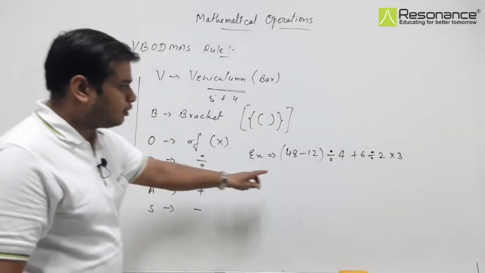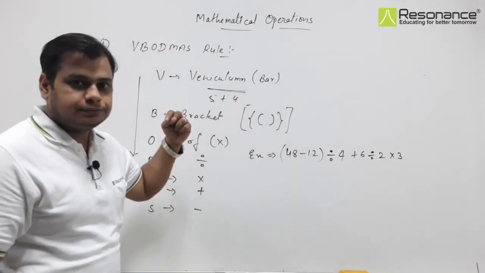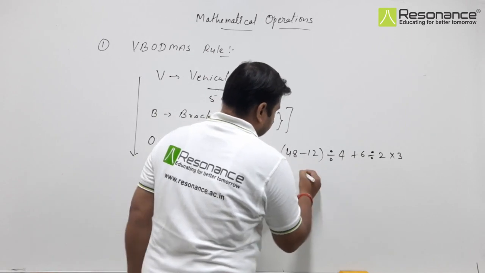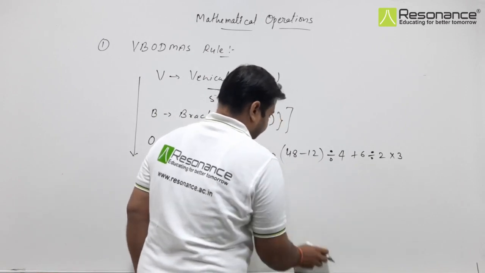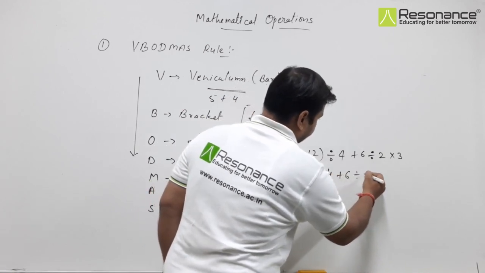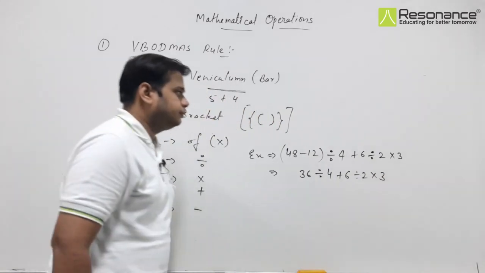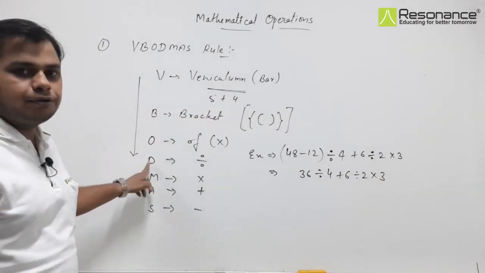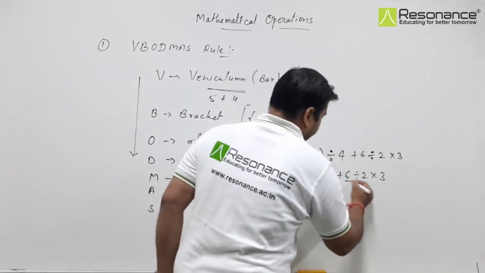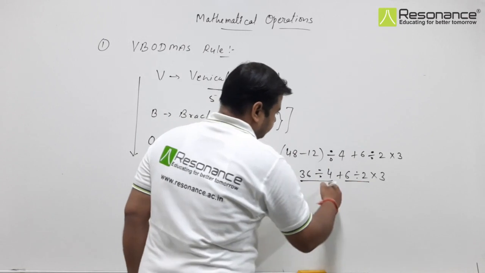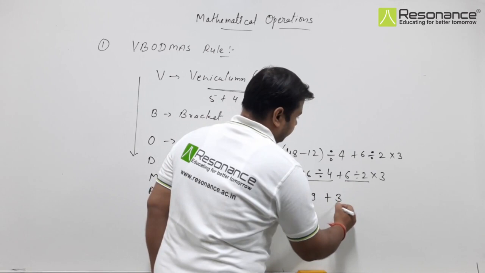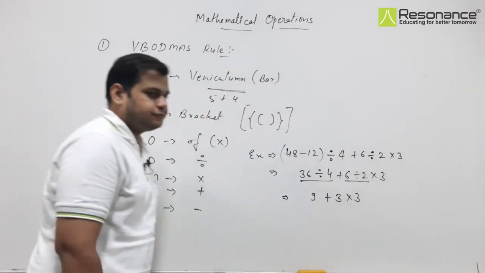First of all we will solve the bracket because we do not have vinculum here. 48 minus 12 is 36, divide by 4 plus 6 divide by 2 multiply by 3. The bracket is completed, we do not have off, so now we have to solve division. 36 divided by 4 and 6 divided by 2. 36 divided by 4 gives us 9 and 6 divided by 2 gives us 3, multiply by 3.